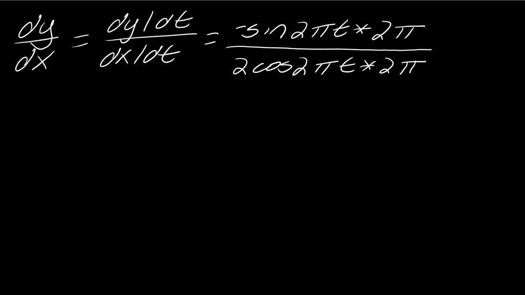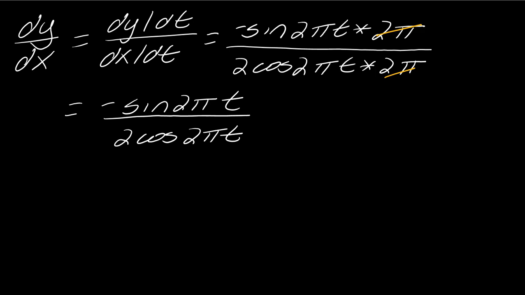Okay, so anyways, I've got all this, and as you can see, I can make some simplifications and cross out my 2 pi's. So my dy/dx is going to be negative sine 2 pi t over 2 cosine 2 pi t. This is the formula for the derivative, and the concept of the derivative goes hand in hand with the idea of a slope at a point.